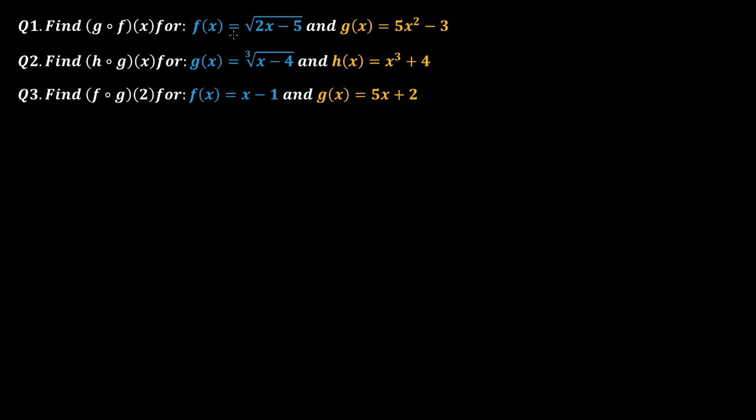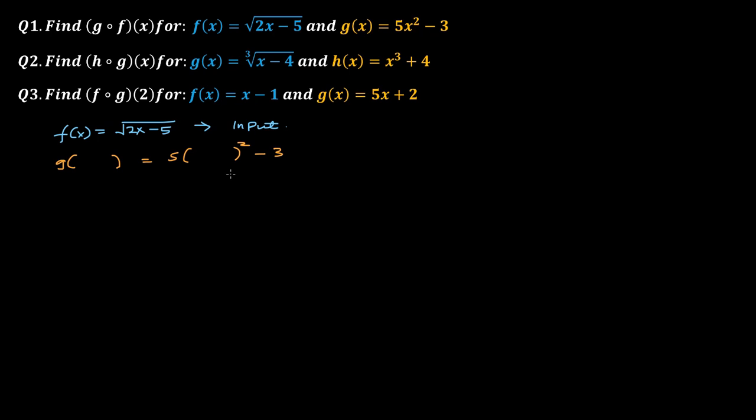First things first, let's find the inner function f of x, which equals the square root of 2x minus 5. Since we don't have any inputs in this regard, we have to make this our input. So we apply our input to the equation of g of x, which now has to be g in brackets, our input, equals 5 times our input squared minus 3.